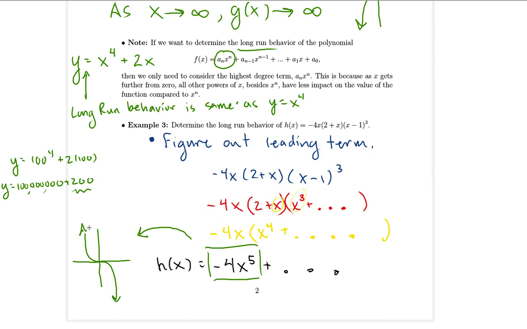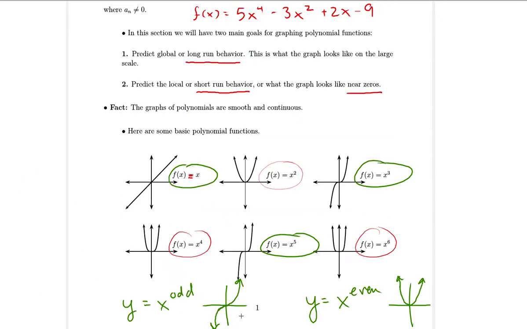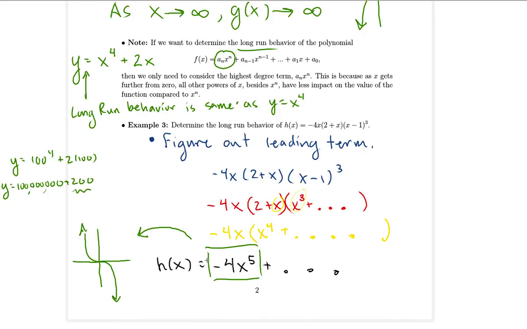Okay? And again, just going back to the previous page real quick, we decided that x to the odd looks like this, but what happens if you vertically flip it? Well, then this goes up here and that goes down there. And that's exactly what we just did because we saw the negative out front.